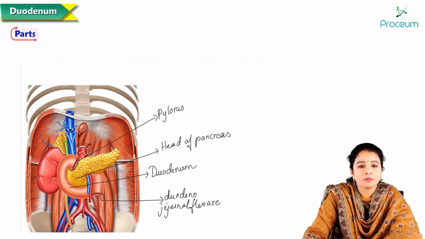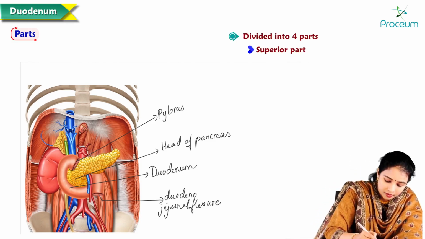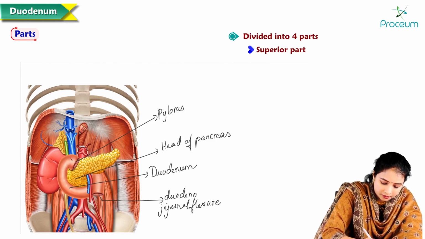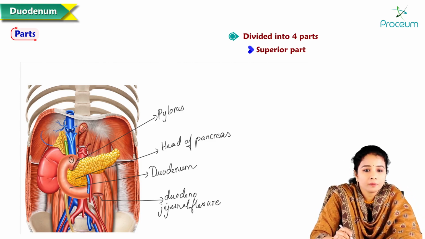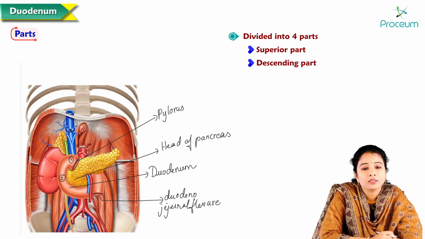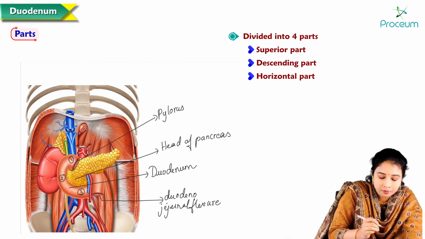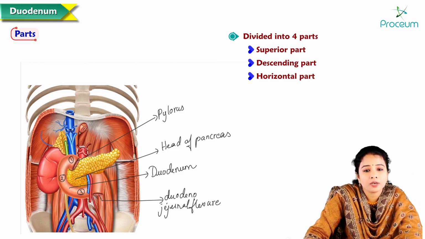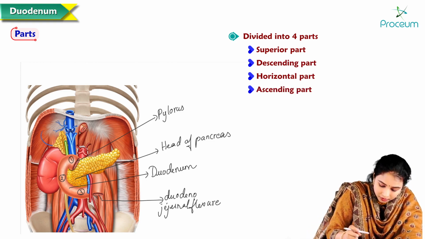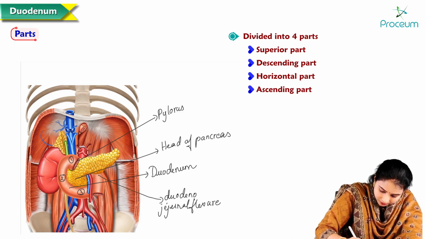Parts of the duodenum: the first part is the superior part. The second part is the descending part. The third part is the horizontal part. And the fourth part is the ascending part. The fourth part continues at the duodenal flexure.